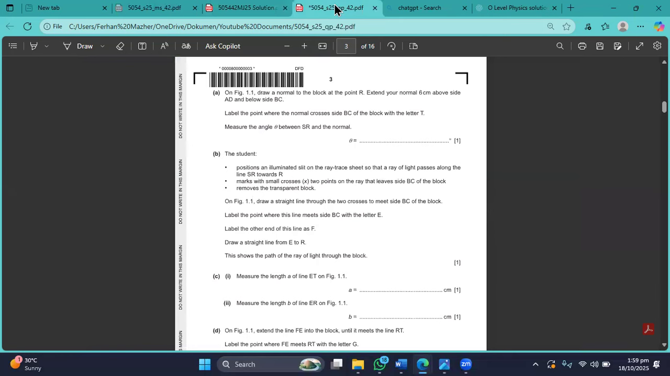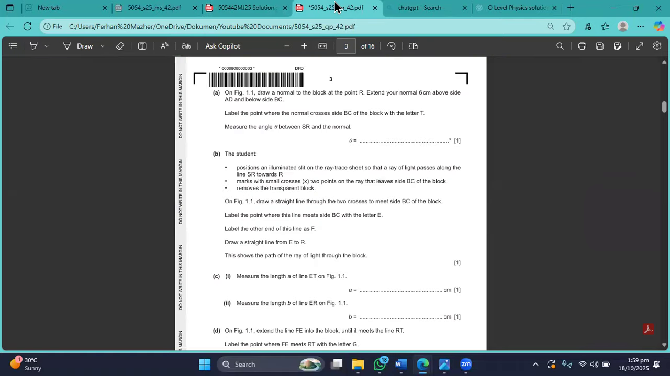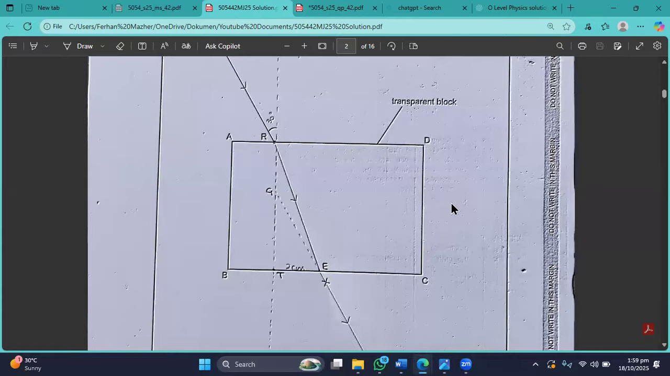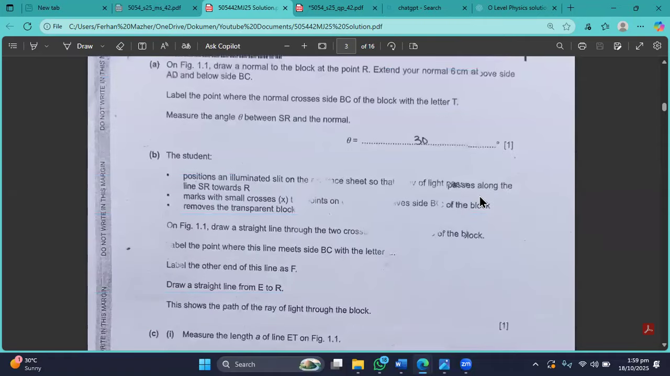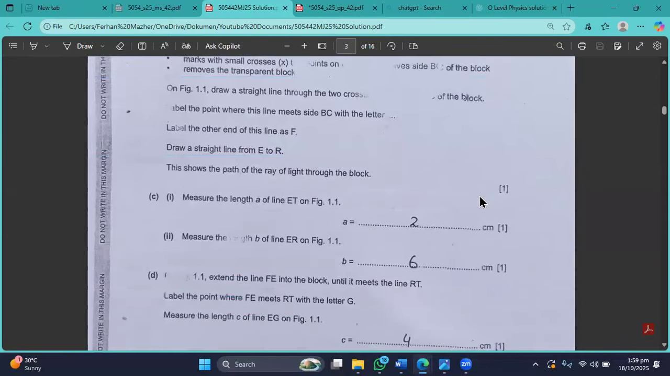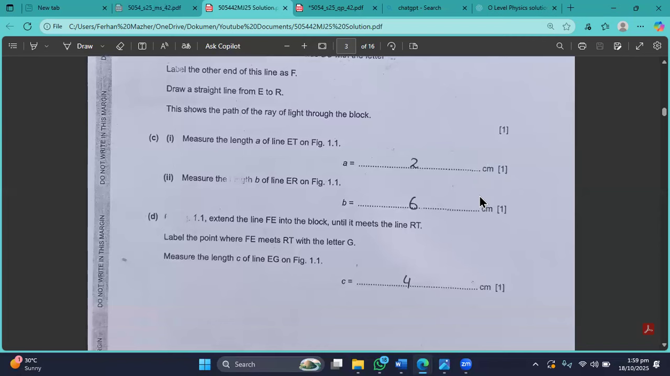Then he says, measure the length B of the line ER on figure 1.1. With the help of the scale, measure how much this length is. He's calling it B, small b. So we measured it and noted it down. Let me show you. Theta is 30 degrees, A is 2, and ER is 6 centimeters.